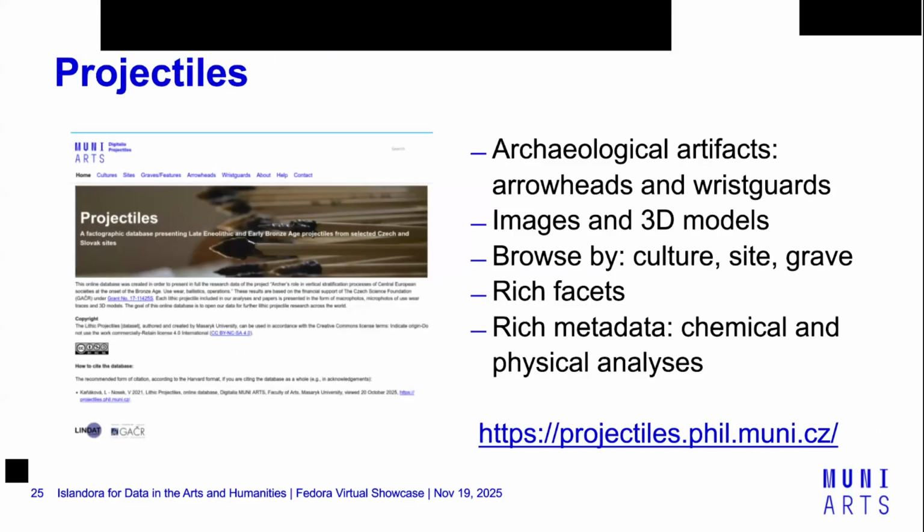Another example of our platform is Projectiles, which is an archaeological platform, and there are archaeological artifacts stored, mostly arrowheads and wrist guards. It's images and 3D models stored. There's a special kind of browse used by the archaeologists. They can browse it by the culture, by the site, by the grave. There are rich facets and also rich metadata because they do a lot of chemical and physical analysis, and they need to store everything there.